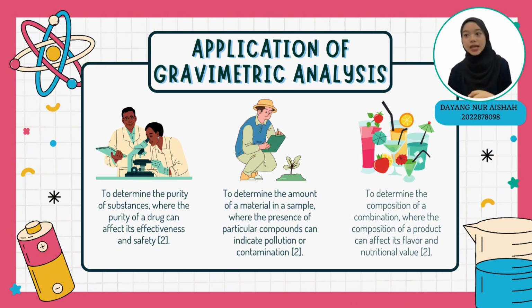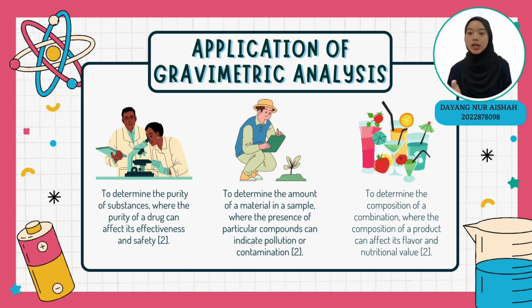For instance, gravimetric analysis is commonly used to determine the purity of a substance. The purity of the material can be determined by taking its mass and comparing it to the theoretical mass. This is crucial for sectors like pharmaceuticals. Another use for gravimetric analysis is to determine the amount of material in a sample, such as nitrogen in soil or chlorine in water. This is crucial for sectors like environmental monitoring.